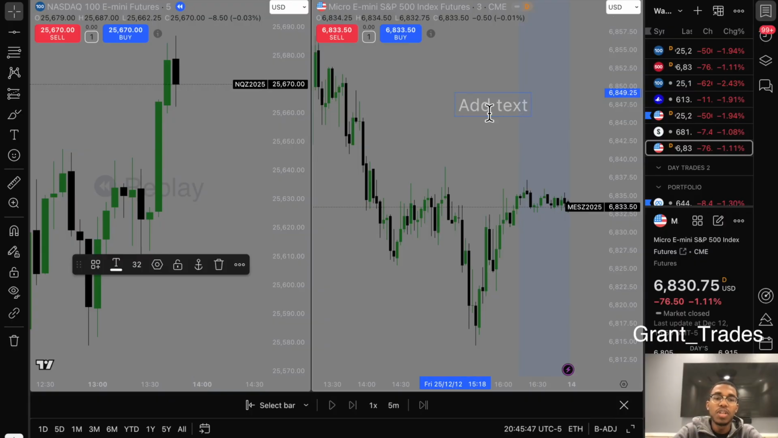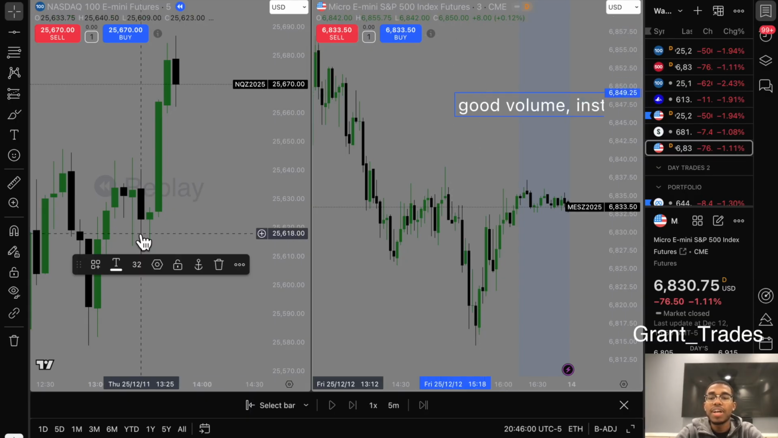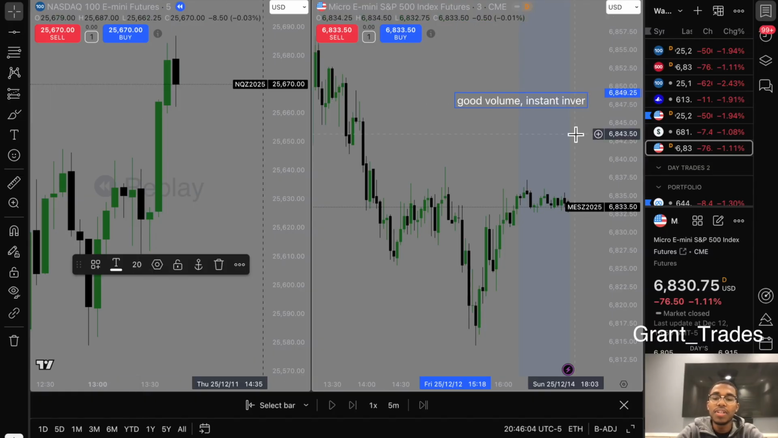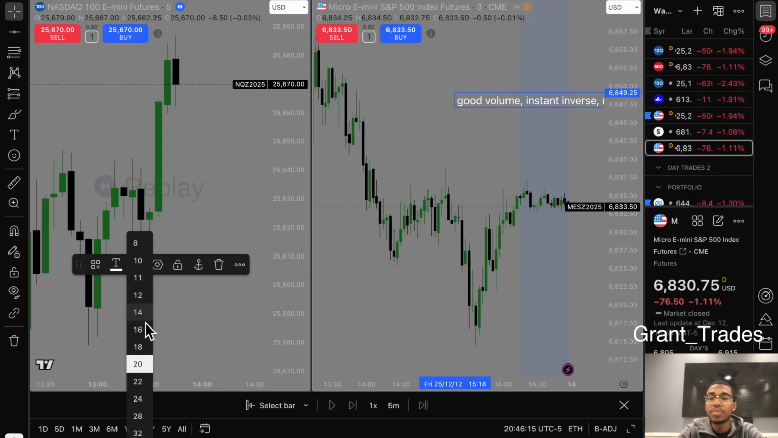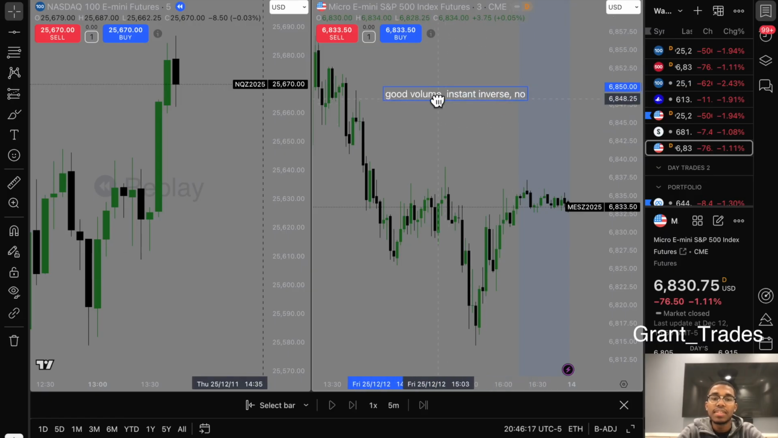But first and foremost, when you're trading the IFVG, let's just go over the basics of what you want to see. First and foremost, you want to see good volume. You also want to see an instant inverse most of the time. When I see an instant inverse, I literally know, okay, this play is going to run. I'm dying on this 25 to 30 point stop out no matter what. And you don't want to see it chopping around. So let's just say no chop.